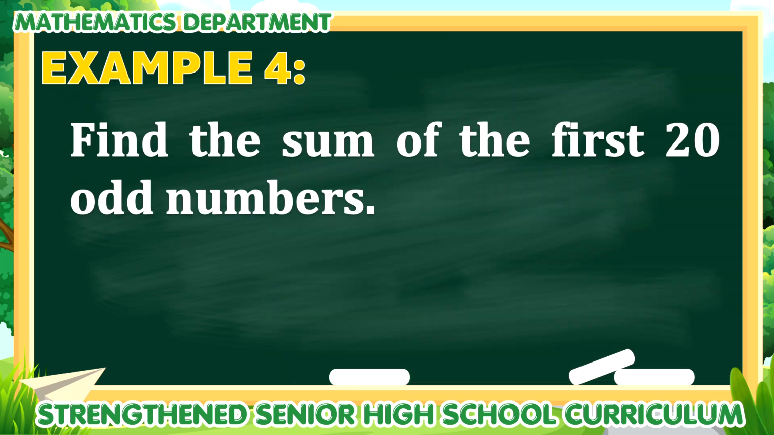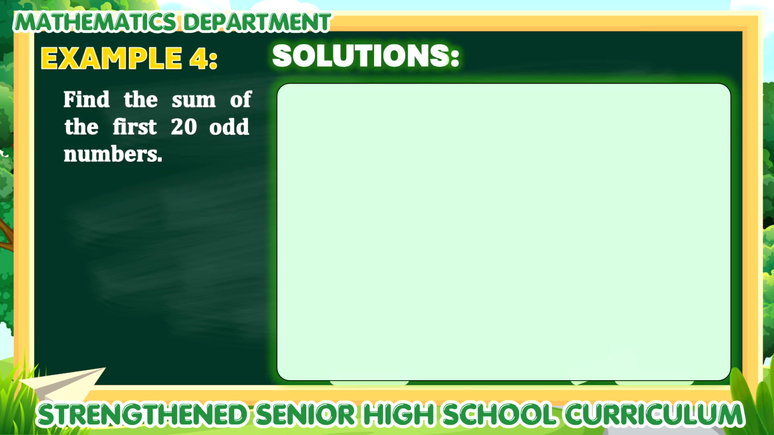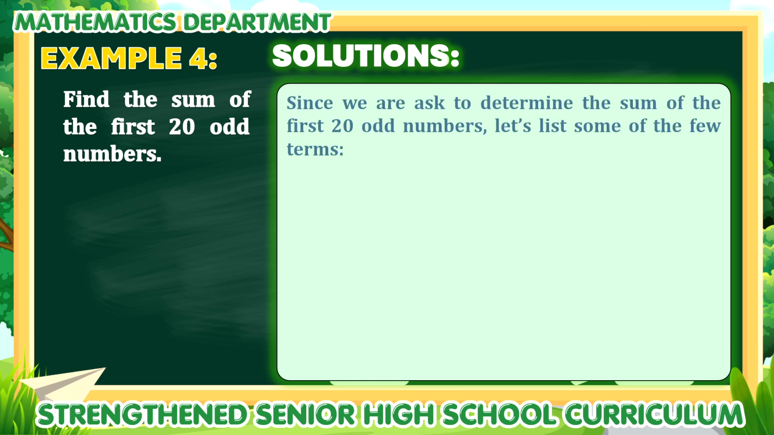Example number 4. Find the sum of the first 20 odd numbers. Since we are asked to determine the sum of the first 20 odd numbers, let us list down a few of the terms for us to determine our first term as well as our common difference. So the first few terms we have here are 1, followed by 3, followed by 5, followed by 7.